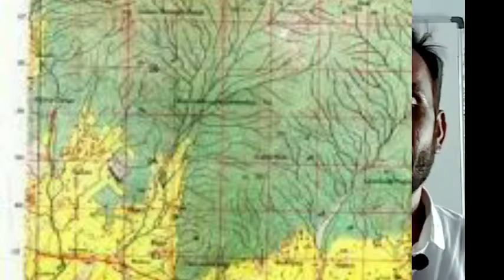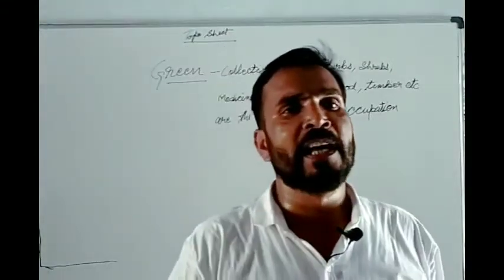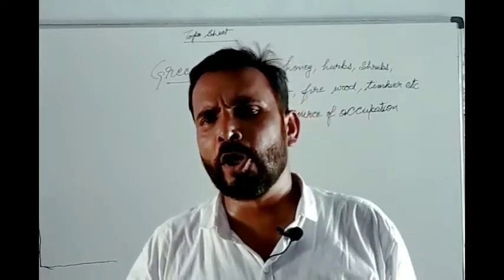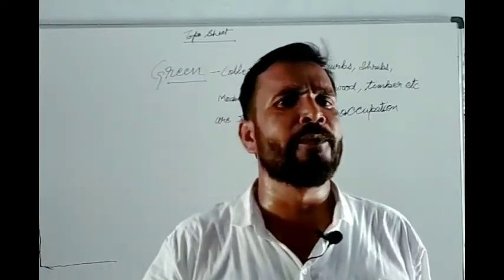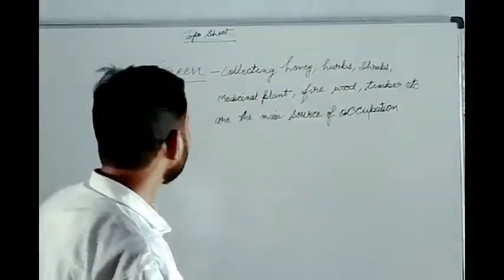One more, white color also. White color is for barren land, but here we will see that if green color is given, most of the part of the map, more than 50% of the map, is shown in green color, then we will write forest related activity such as collecting gum, honey, herbs, shrubs, medicinal plant, firewood, timber, furniture wood. All these things we are getting from the forest. Those you can write, forest related activity.